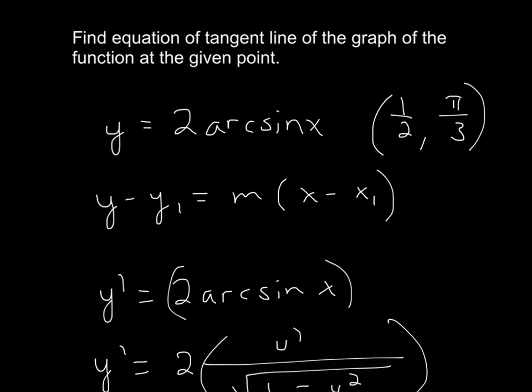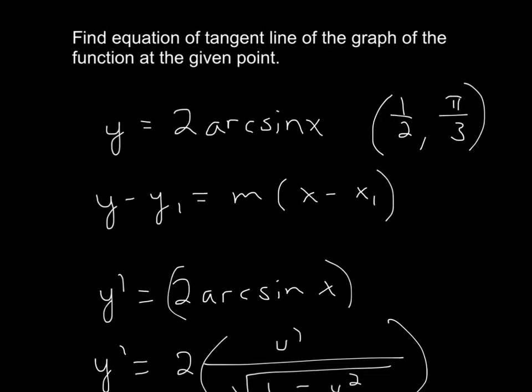In this problem, they just want you to find the equation of the tangent line of the graph of the function at the given point. So we have y equals 2 arcsin x at this point, and you know your formula for the tangent line, which will be y minus y1 equals m times x minus x1.